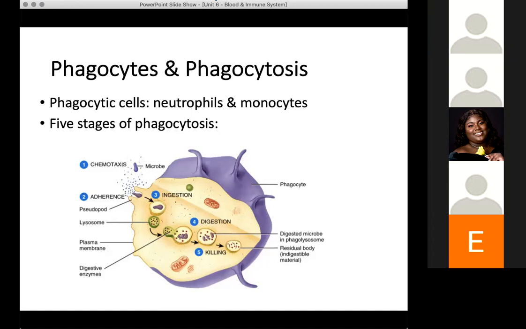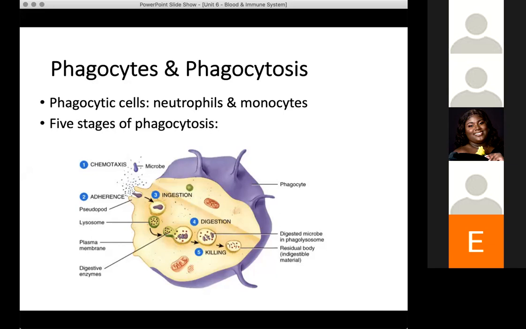Ingestion is when the plasma membrane of the phagocyte kind of extends projections and it surrounds the microbe. You can see that happening right here. And then that plasma membrane totally surrounds that microbe and it pinches off and brings that inside of the phagocyte. These phagocytes are really large. Digestion is when digestive enzymes are used to break down that microbe. And then what results is killing of it. These chemicals quickly kill most types of microbes.